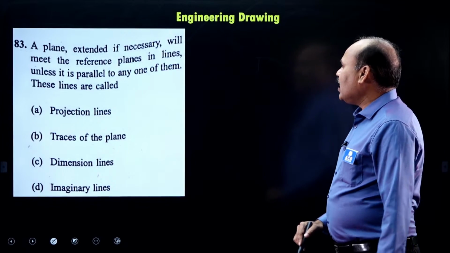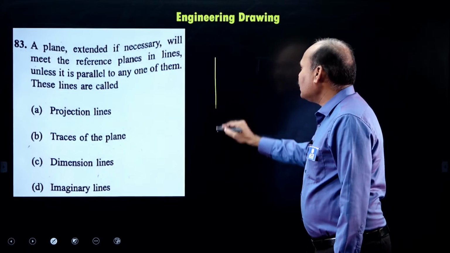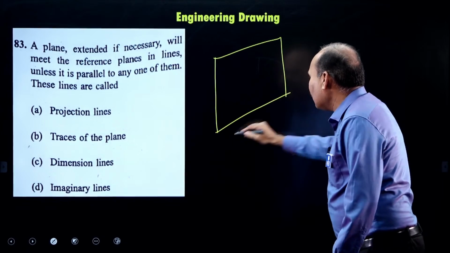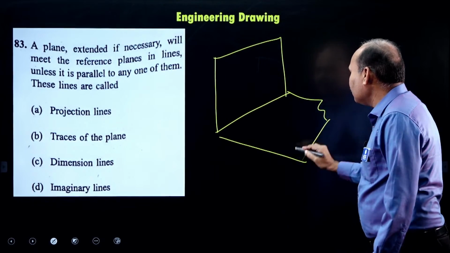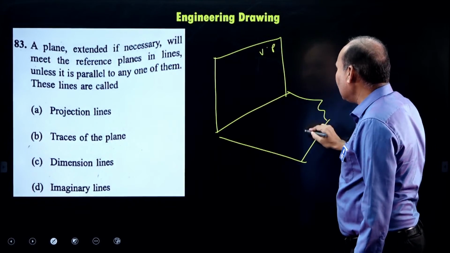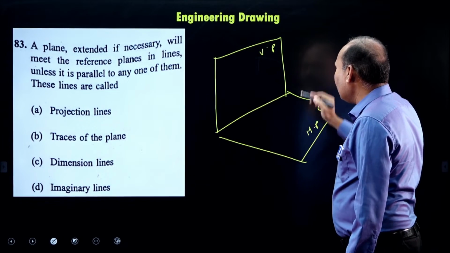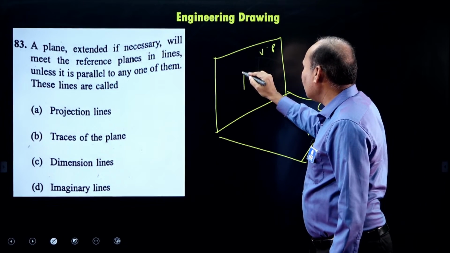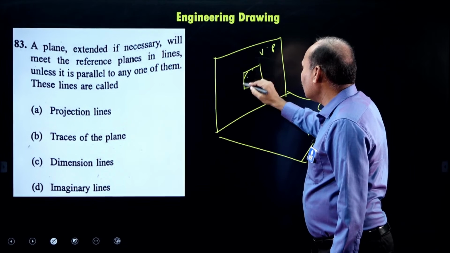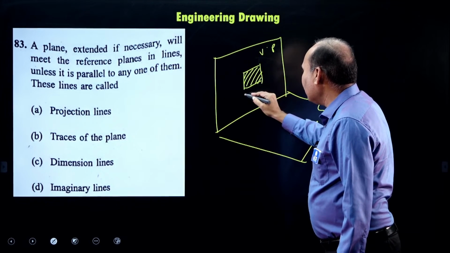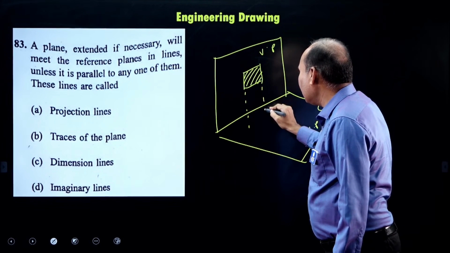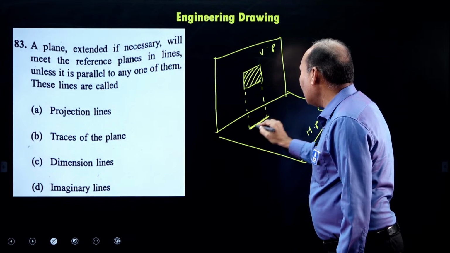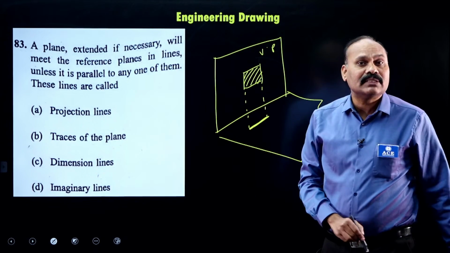A plane extended if necessary will meet a reference plane. Suppose you take vertical plane and horizontal plane. So vertical plane and horizontal plane. Suppose I have one rectangular plane like this. So if you extend this plane, it is definitely going to meet the horizontal plane. A line you will get.